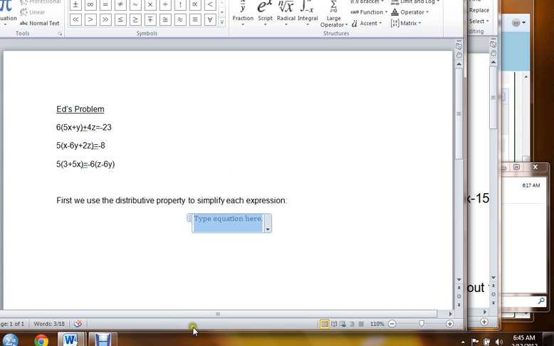We'll start with the top equation, 6 times 5x plus y. So we'll go into our equation box, and we'll do 6 times 5 is 30x, and then 6 times y is just 6y. So no more parentheses. Then we still have the 4z left, and equals negative 23.